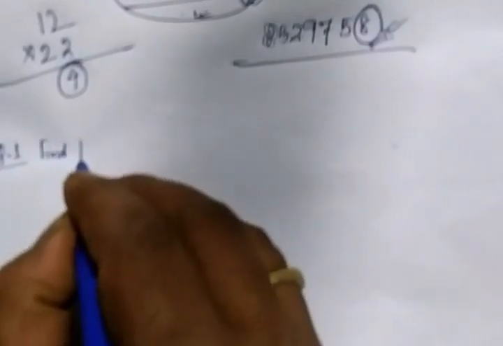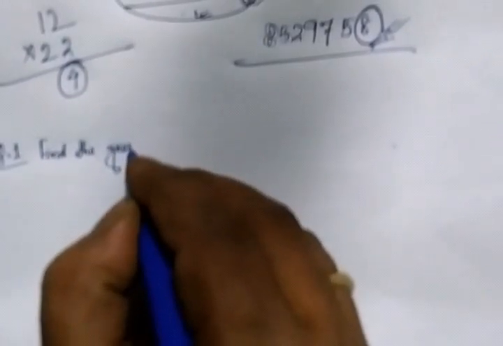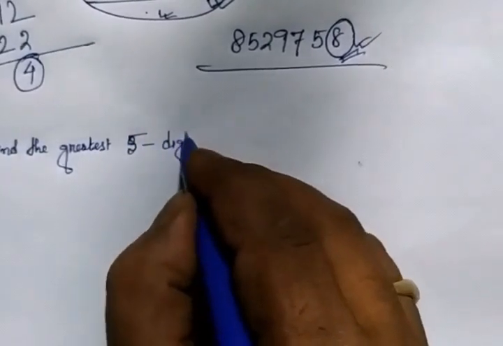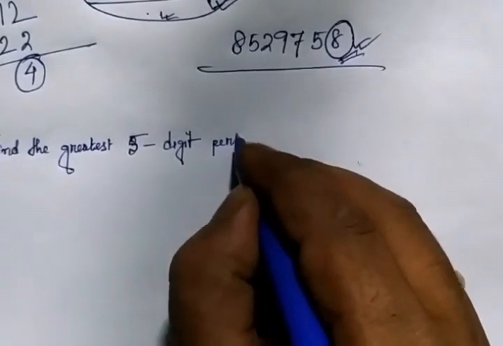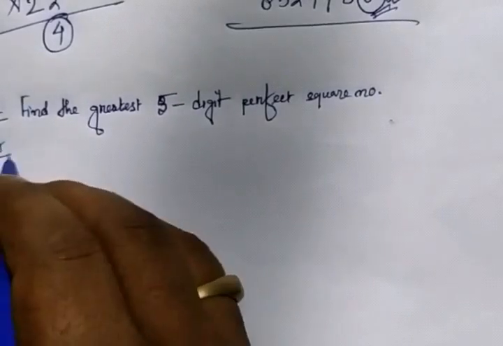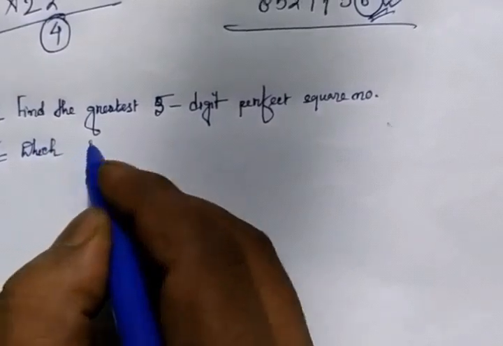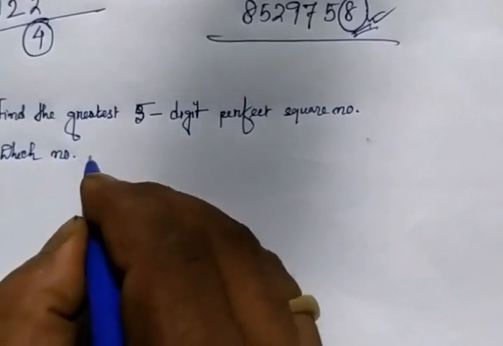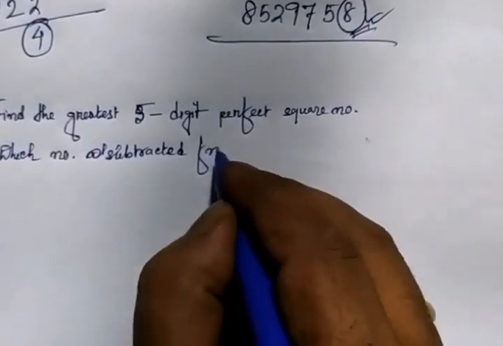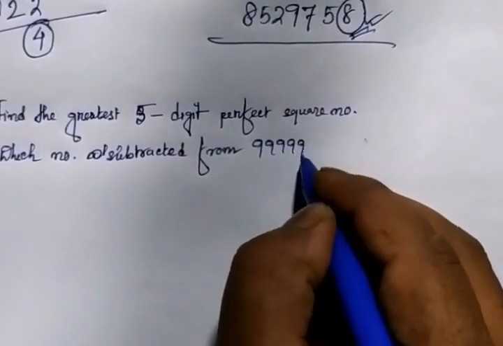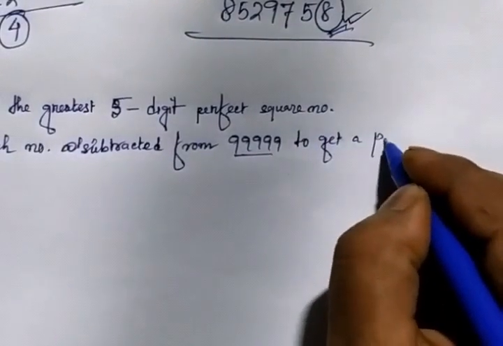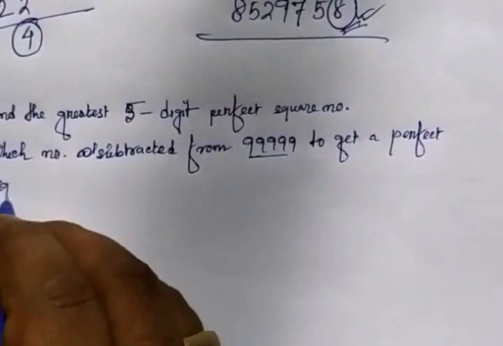Find the greatest 5-digit perfect square number, or which number should be added or subtracted from 99999, the greatest 5-digit number, to get a perfect square number.